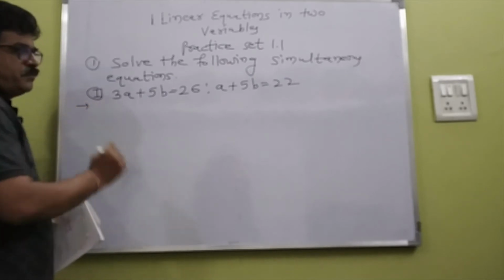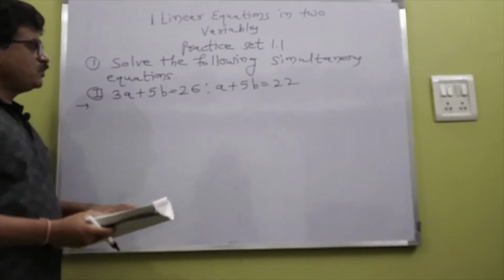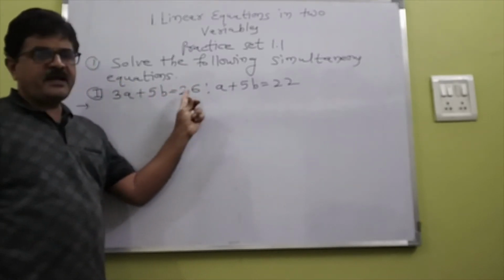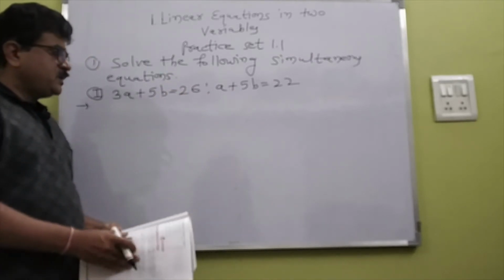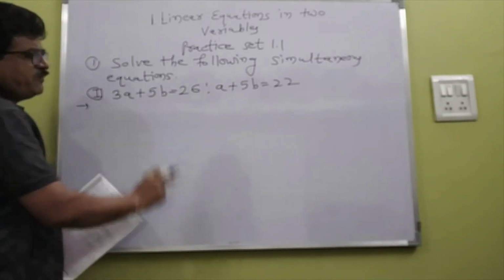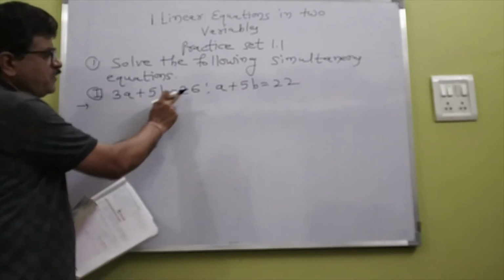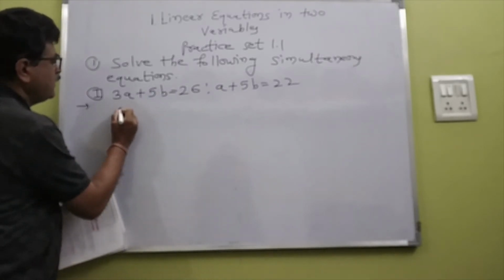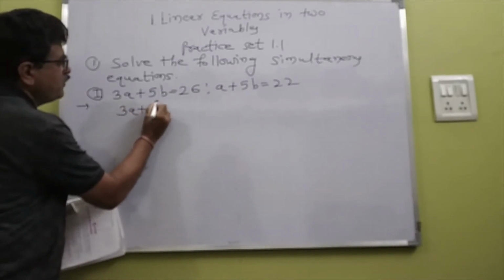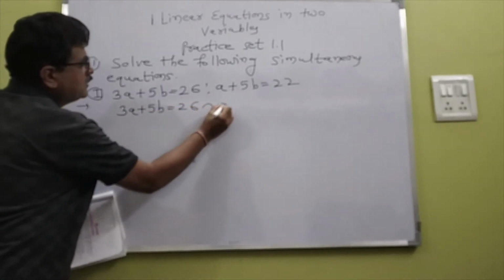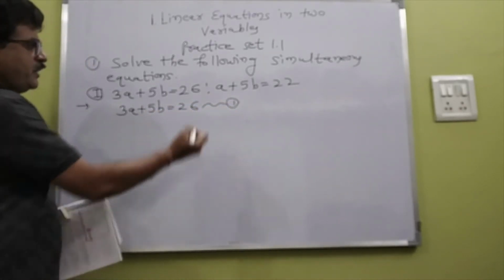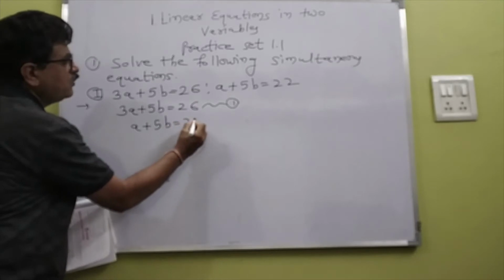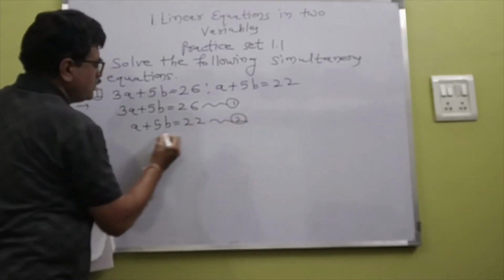Now the first step is, we have to solve these equations, which means we have to find the values of the variables a and b. For this, first write down the given equations in the form ax plus by is equal to c. The given equations are already in that form, so 3a plus 5b is equal to 26. This is equation number 1. And equation number 2 is a plus 5b is equal to 22. This is equation number 2.